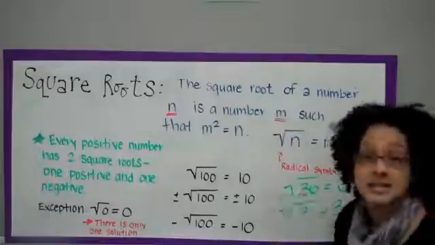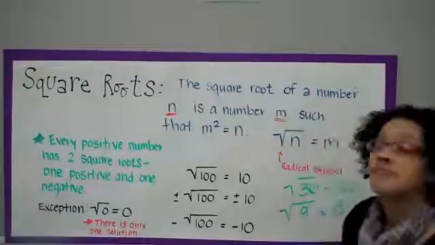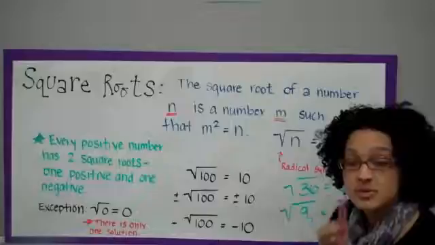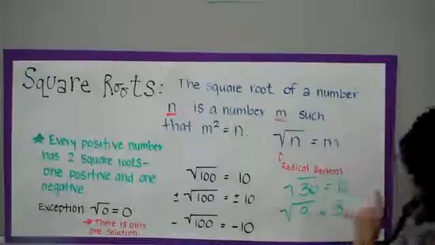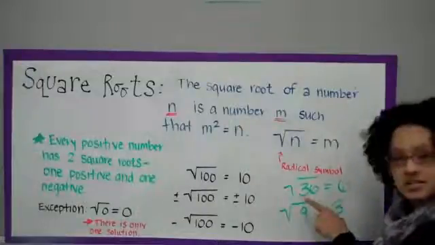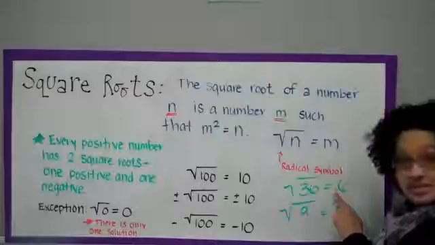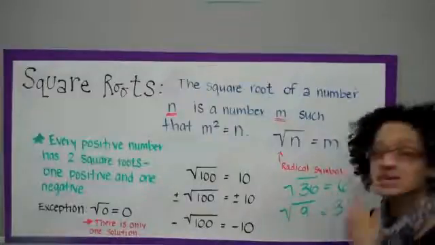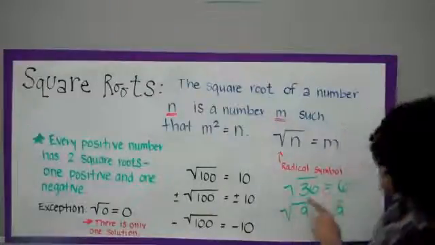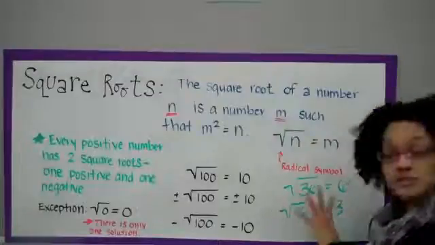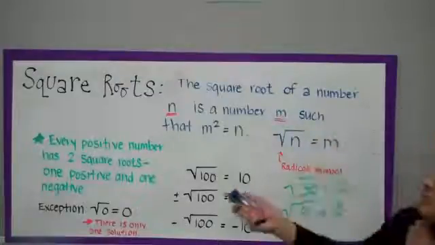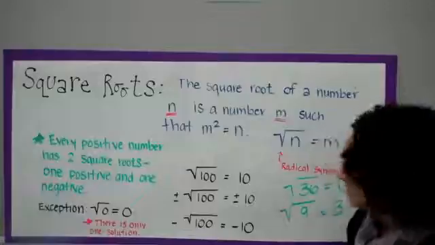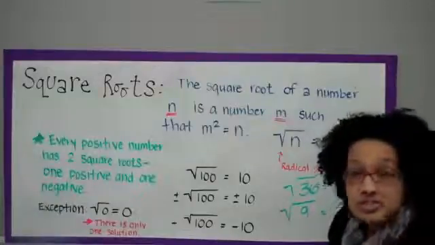An important thing to keep in mind about square roots is that every positive number has two square roots, one positive and one negative. Because 6 squared is 36, negative 6 squared is also 36, because negative 6 times negative 6 is positive 36. So for every positive number, if we take the square root, there's a positive answer and a negative answer. How will you know what the question is asking for?